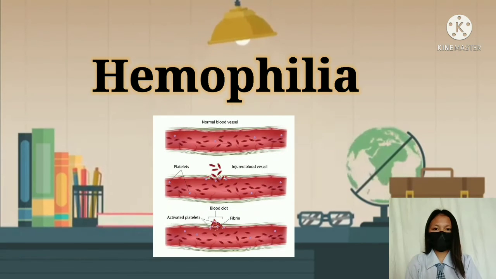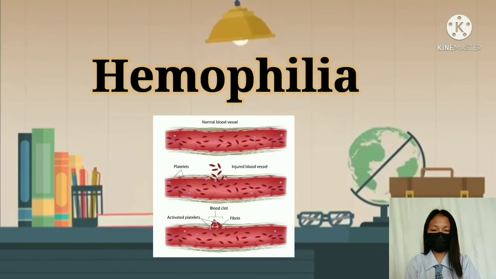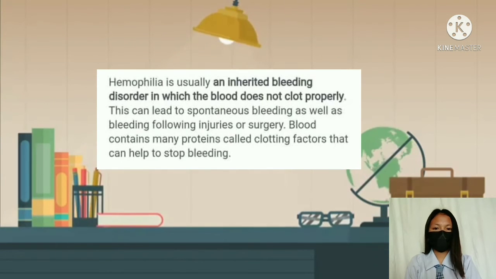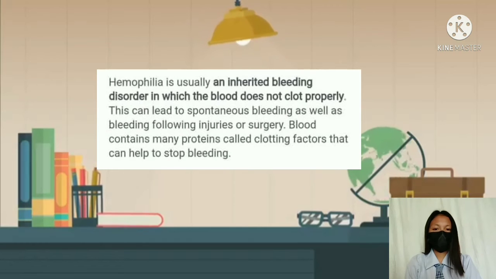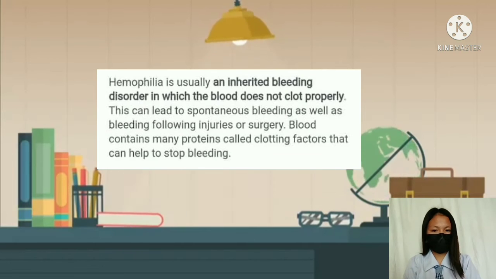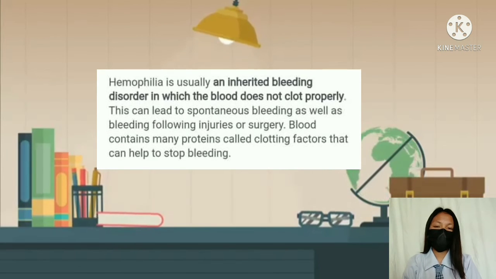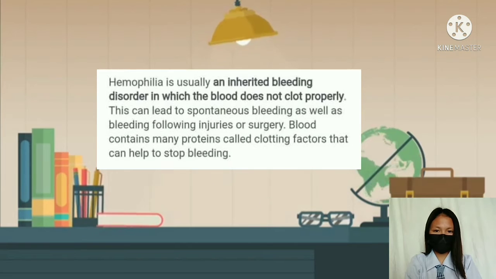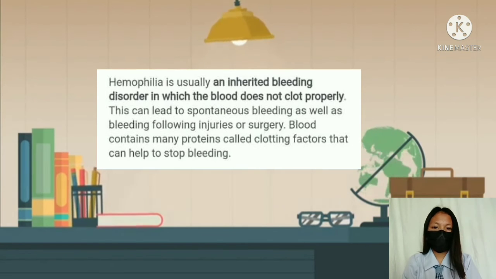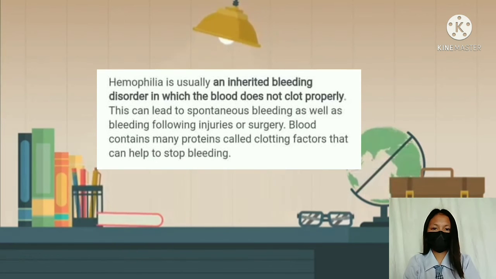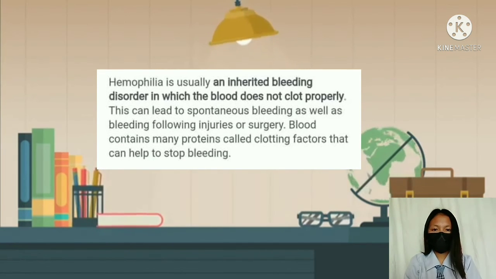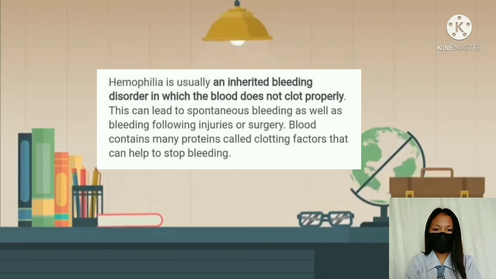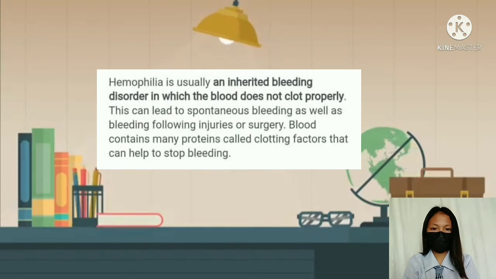The last one is hemophilia. Hemophilia is usually an inherited bleeding disorder in which the blood does not clot properly. This can lead to spontaneous bleeding as well as bleeding following injuries or surgery. Blood contains many proteins called clotting factors that can help to stop bleeding.